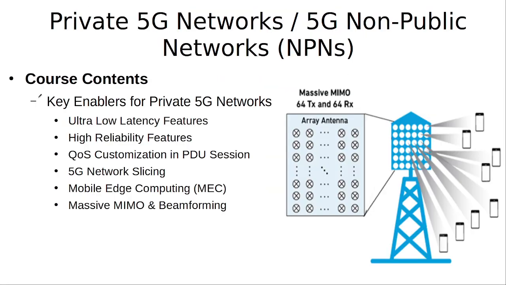Then we discuss the key enablers in 5G that make it suitable for private networks. These include the ultra low latency features, the high reliability features, quality of service optimization and customization for different applications, the use of network slicing to create logically independent networks, the use of mobile edge computing, and massive MIMO and beamforming.